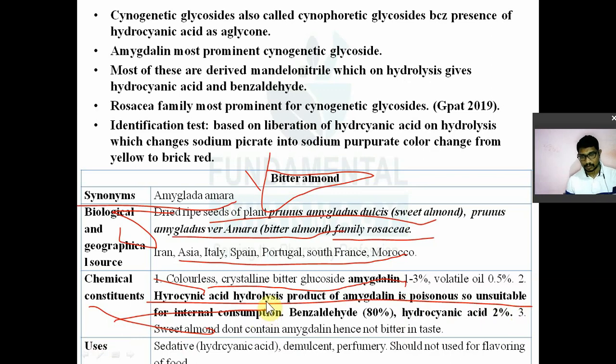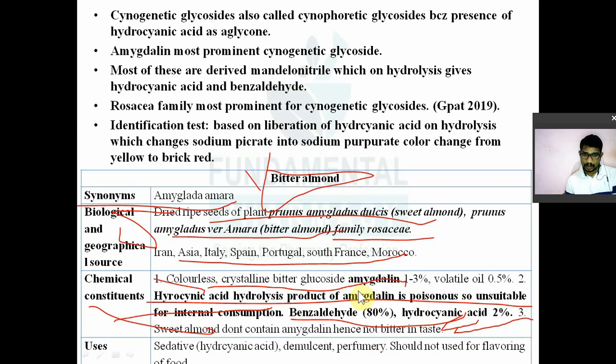Because bitter almond has amygdalin as a glycoside, and on hydrolysis it forms hydrocyanic acid, which is poisonous in nature. So that's why it is unsuitable for consumption. It also consists of benzaldehyde 80% and hydrocyanic acid 2%.